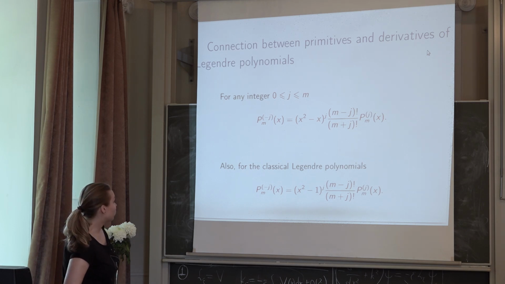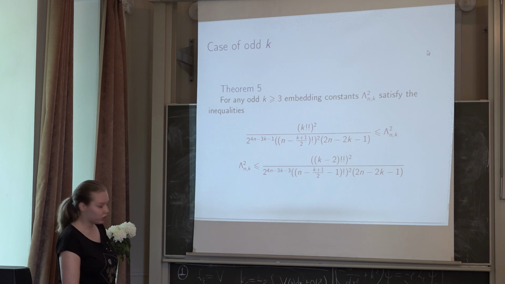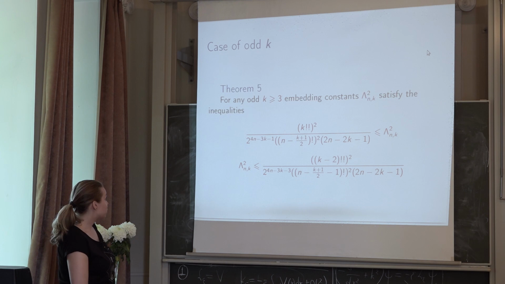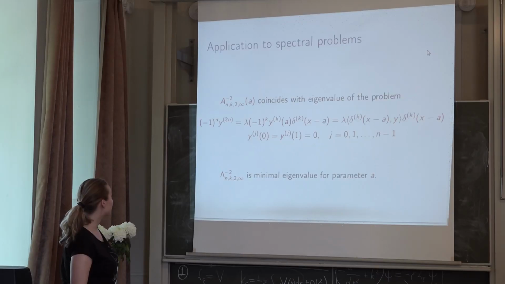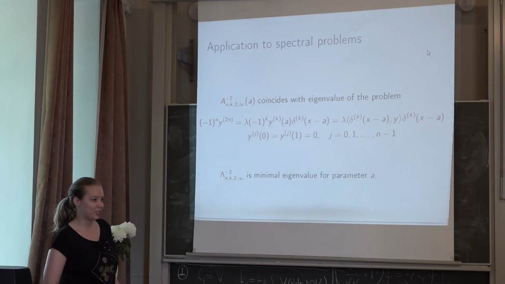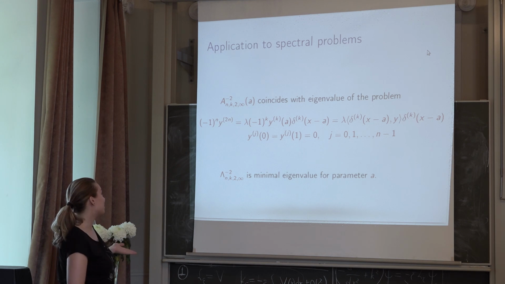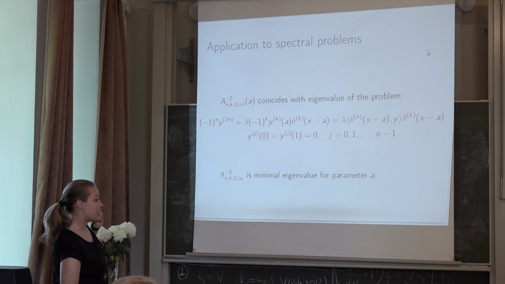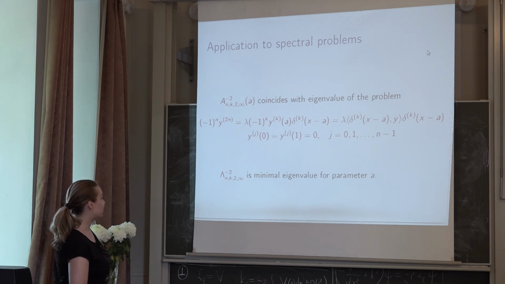And using all we said before, unfortunately, the case of odd k is much more complicated, so we can obtain only two-sided estimates, which you can see here. Since this conference is about spectral problems, I will say about the application to spectral problems. The a_nk to the power of -2 coincides with the eigenvalue of such a spectral problem, with Dirichlet boundary conditions. And so, what is the problem?